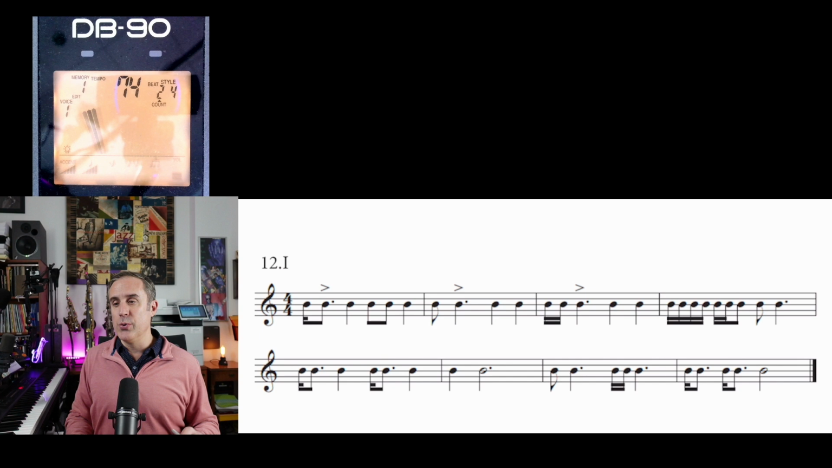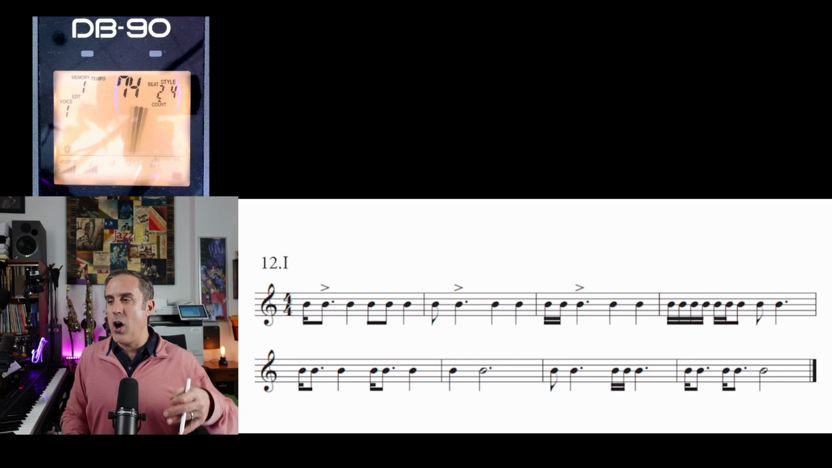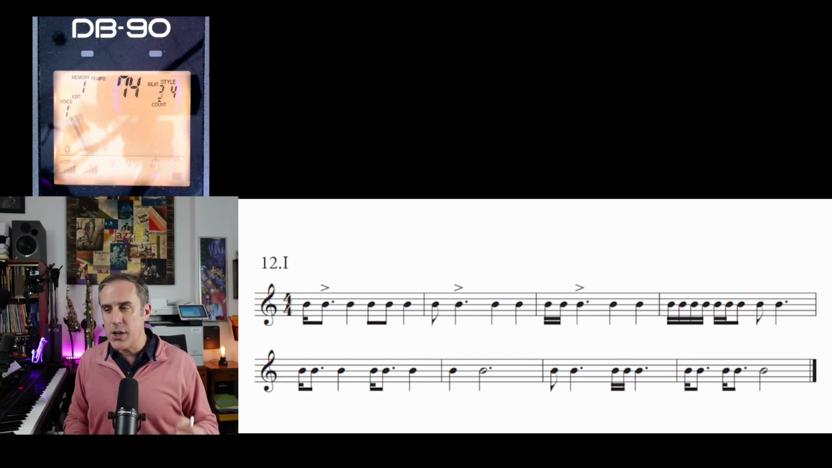1, 2, ready, and Tik-A, ta, ti-ti-ta, ti-ta, ta, ta, Tik-A, ta, ta, ta, Tik-A, Tik-A, Tik-A, ti-ti-ta, Tik-A, ta, Tik-A, ta, ta, ta, ti-ta, Tik-A, ta, Tik-A, Tik-A, ta. All right.